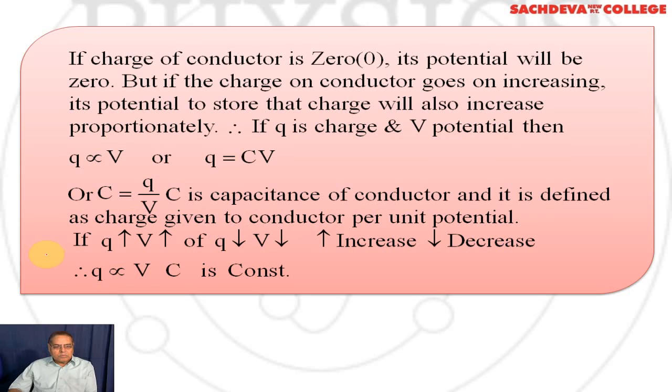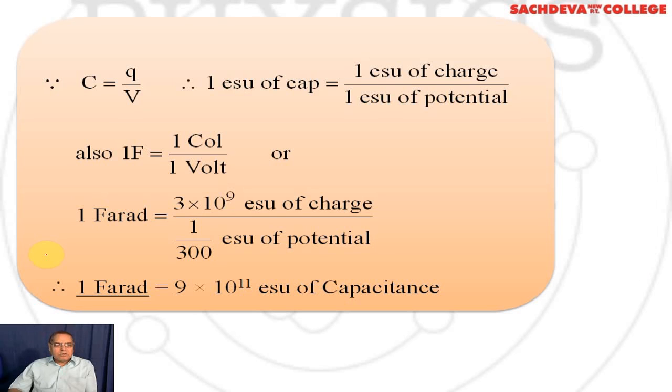The arrows are indicating increase and decrease. If the arrow is upward, it is an increase, and if the arrow is downward, it is a decrease. So if Q increases, V will also proportionately increase. Similarly, if Q decreases, V will also proportionately decrease. Hence, Q is proportional to V, where C is a constant, known as capacitance. The formula of capacitance is Q over V.